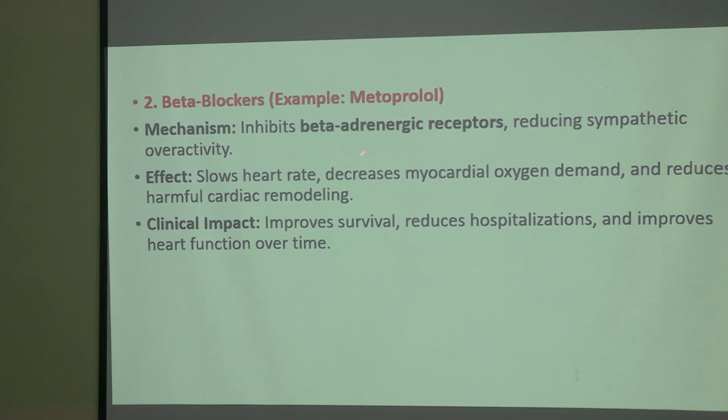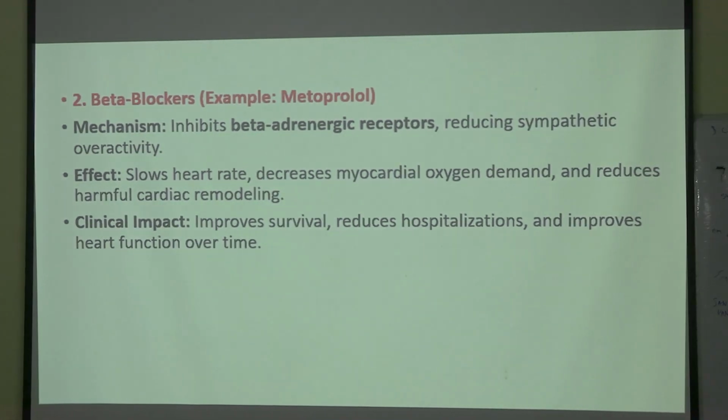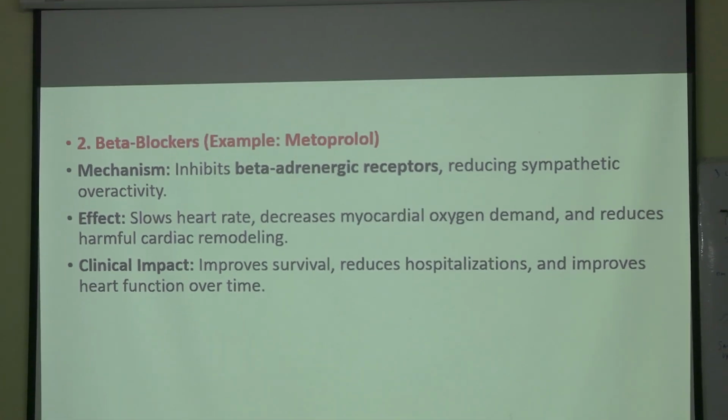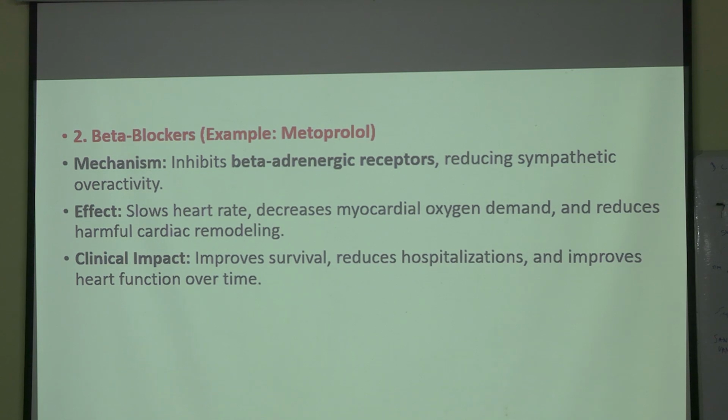So what are the most important effects of the changes in the sympathetic overactivity? It slows the heart rate, right? Decreases the myocardial oxygen demand, and also it reduces the cardiac remodeling, right? And what are the clinical impacts of these beta blockers? It improves the survival rate and ultimately reduces the rate of hospitalization and improves the heart function over time. So these are some basic discussions that are related to case 2.